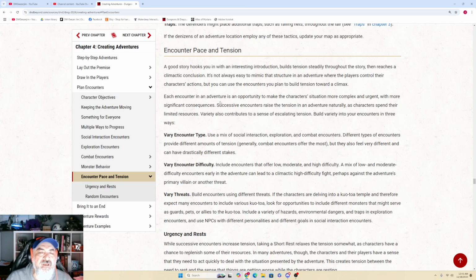Each encounter in an adventure is an opportunity to make the characters' situations more complex and urgent, with more significant consequences. Successive encounters raise the tension in an adventure naturally, as characters spend their limited resources. Variety also contributes to a sense of escalating tension. Build variety into your encounters in 3 ways.